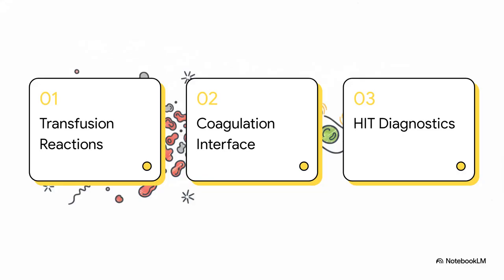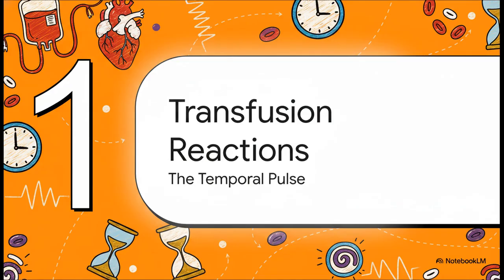To help us build our diagnostic matrix today, we're going to follow a really clear three-part map. First, we'll hit transfusion reactions, then the coagulation interface, and finally, wrap up with an executional pearl on HIT diagnostics. Let's kick things off with part 1, transfusion reactions, or what we like to call the temporal pulse.